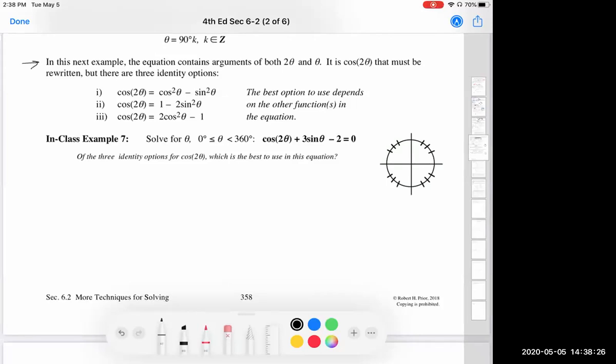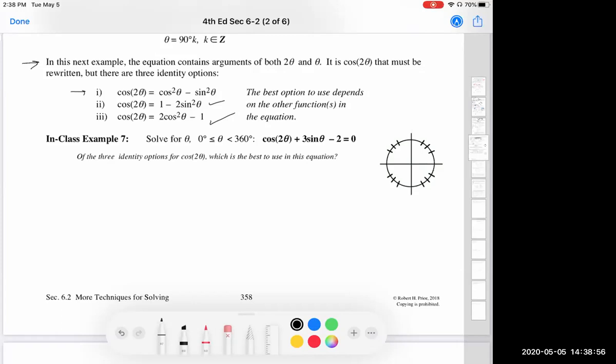In this next example, the equation contains the arguments of both 2 theta and theta. It is cosine 2 theta that must be written, but there are 3 identity options. So remember, for double angle identities, we have cosine of 2 theta equals cosine squared minus sine squared. We also have 1 minus 2 sine squared, and we have 2 cosine squared minus 1. So how do you know which one to pick? It depends on what you're given, right?